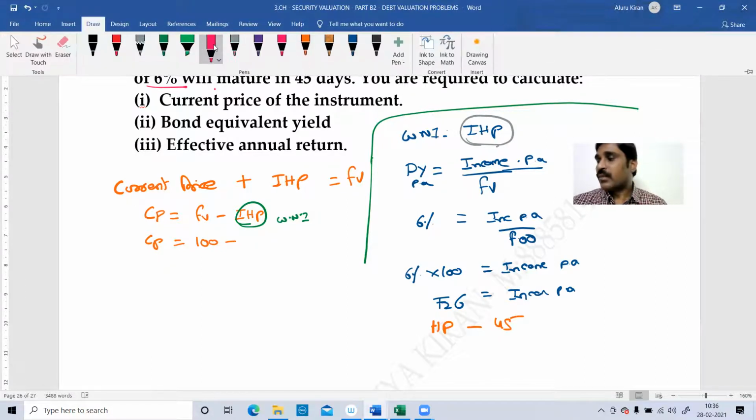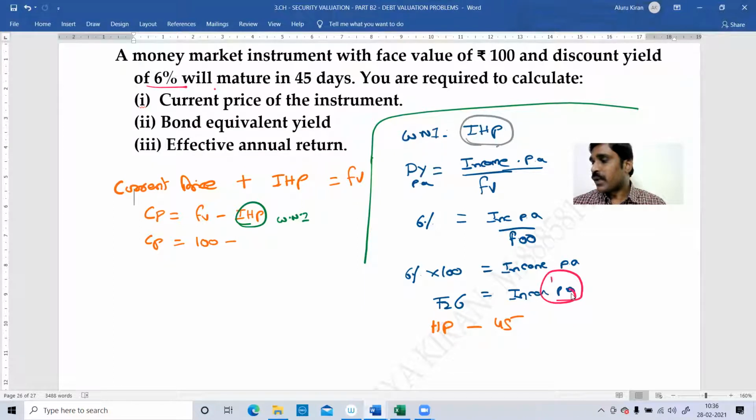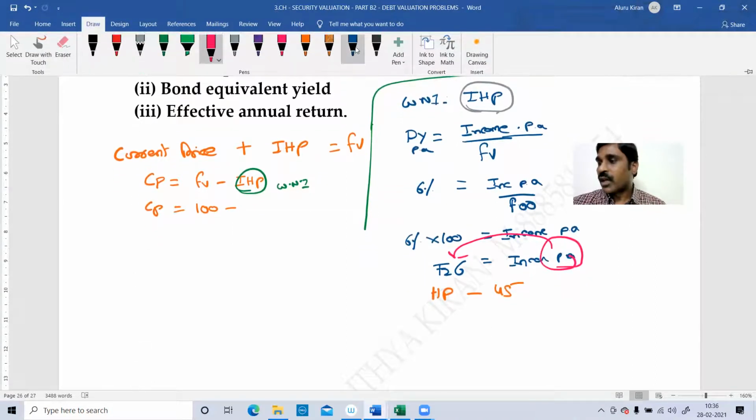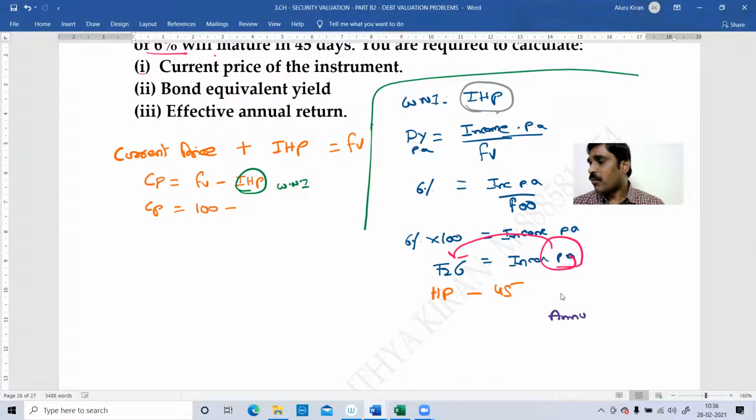This 6 rupees is per annum. I want the holding period of 45 days. So how much is the income for 45 days? Okay, look at this concept: per annum, and holding period. The holding period is 45 days.